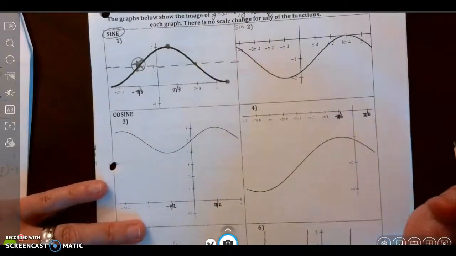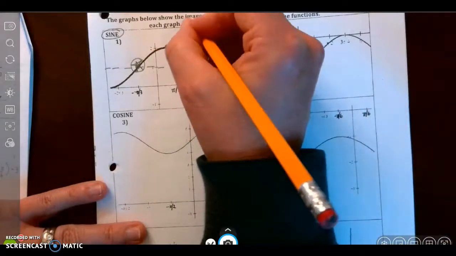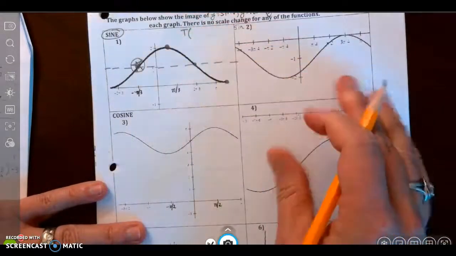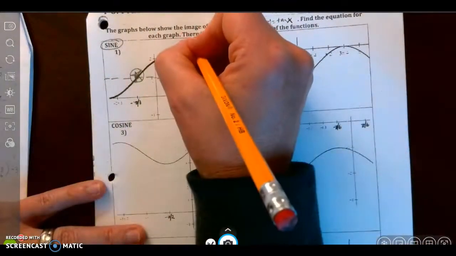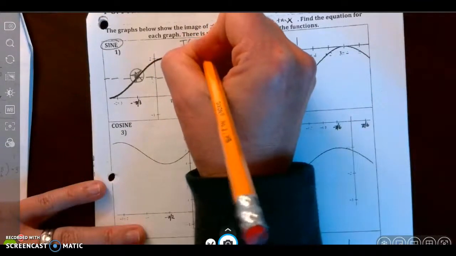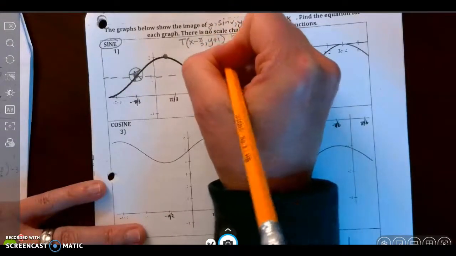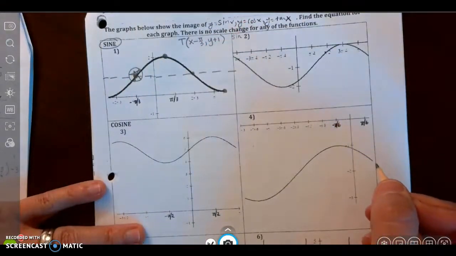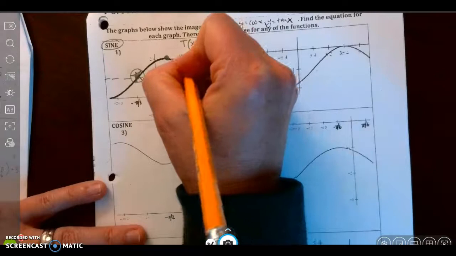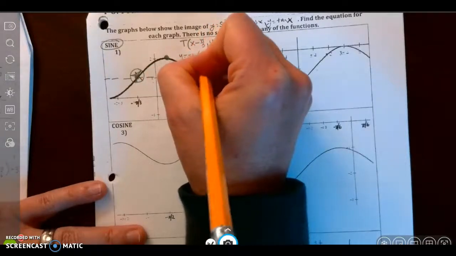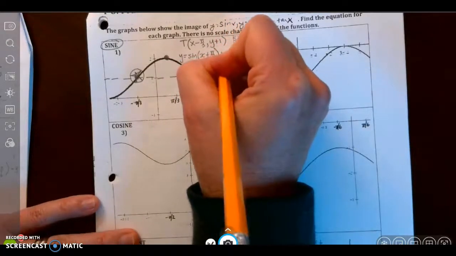So I can write my translation rule using my phase shift and my vertical shift. My translation rule is left pi over 3, so x minus pi over 3. And this is up 1, so y plus 1. So that is my translation rule for this graph. Therefore, my equation is y equals sine of x plus pi over 3 plus 1.